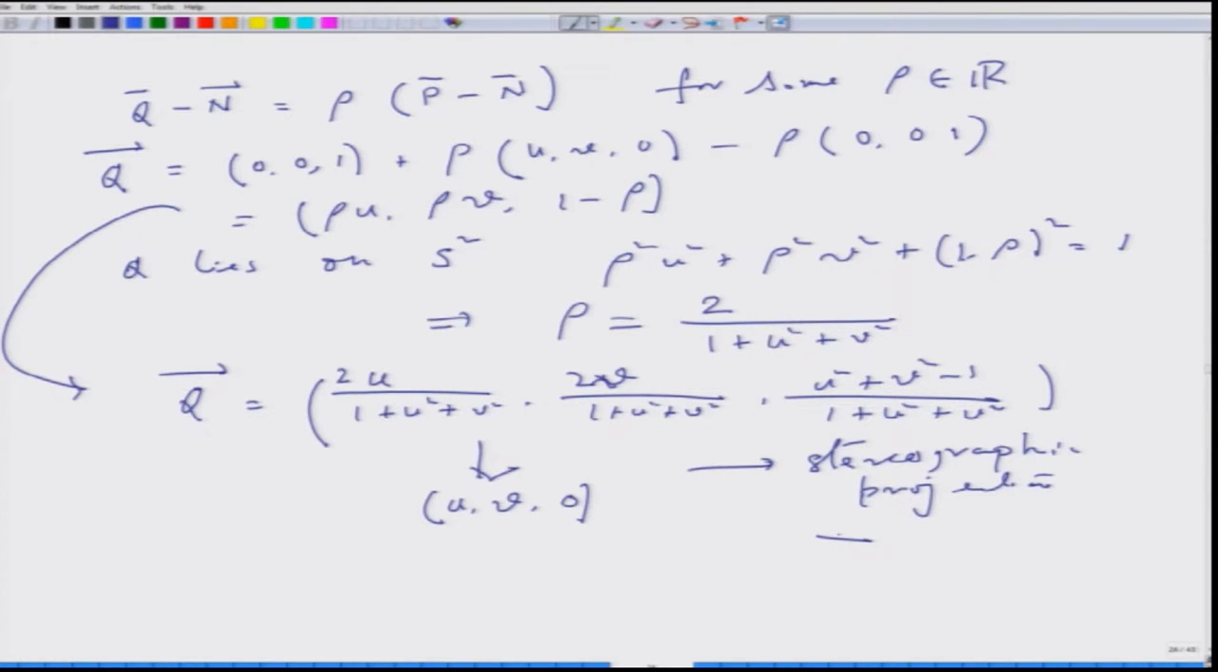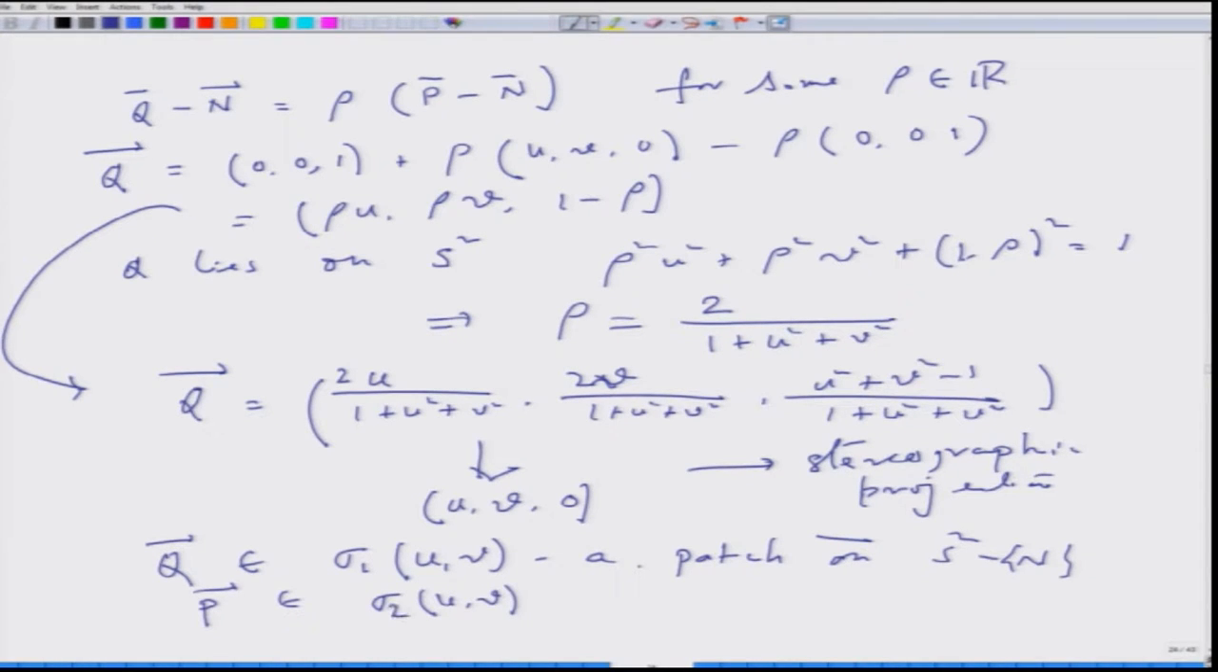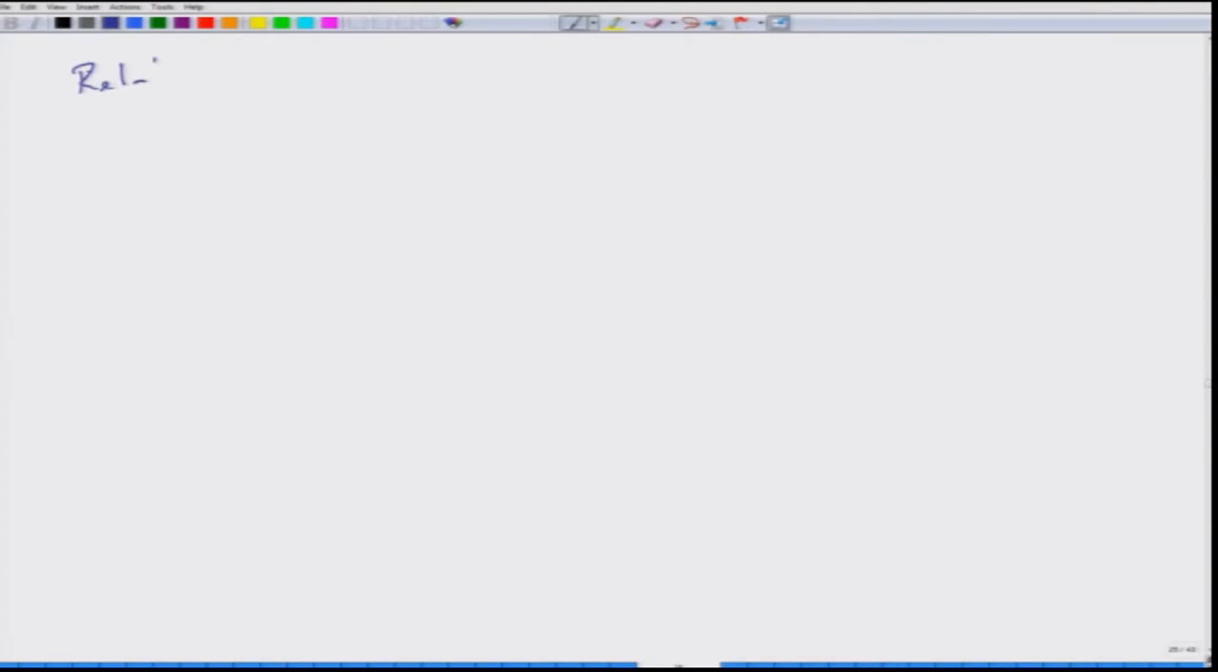If I write down this picture coordinate-wise, this will happen. Q belongs to some surface patch sigma 1(u, v), a patch on S2 minus N, and the plane point P belongs to the single surface patch sigma 2, which is (u, v, 0). Let us see the relation between the first fundamental form of sigma 1 and the first fundamental form of sigma 2.